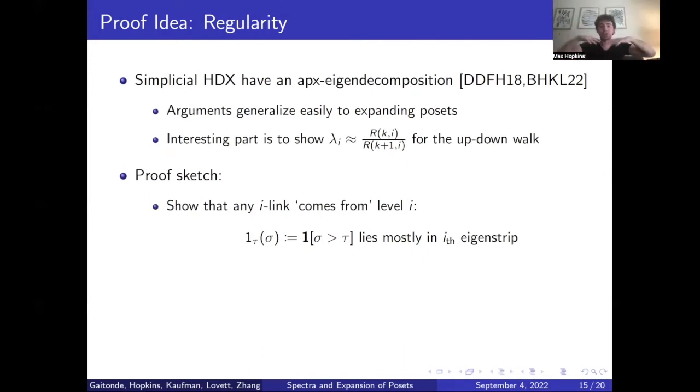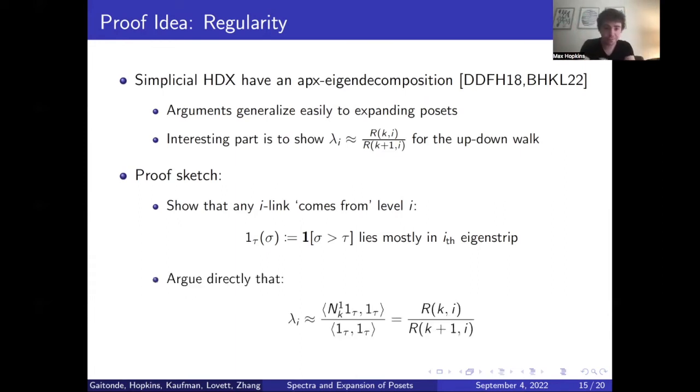It's these functions coming from level I. The lifted indicator of something at level I should be in the ith eigenstrip. This is indeed true. And then we'll just make a direct combinatorial argument.